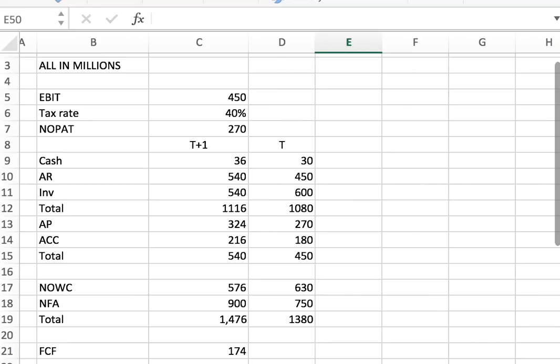Valuation problem on our spreadsheet here. We've got some data that I've already plugged in here, pretty straightforward. So we've got our EBIT, which is 450 million. Everything here is in millions.